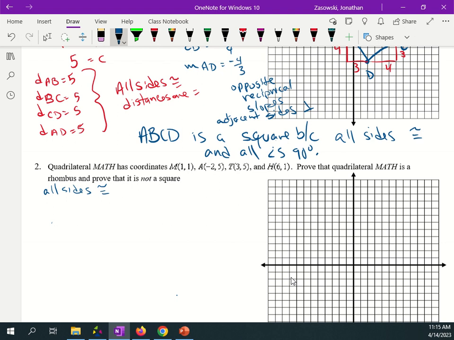So we still have to show what? Do we have to show all the angles are not 90 degrees? How many angles do we have to show are not 90? Just one. Okay? That means we want to show that two adjacent sides are not perpendicular. So the slopes for two of the sides should not be opposite reciprocals. Okay? So try this one in your group real quick, and then when you guys are done, you can work on your homework. Okay?